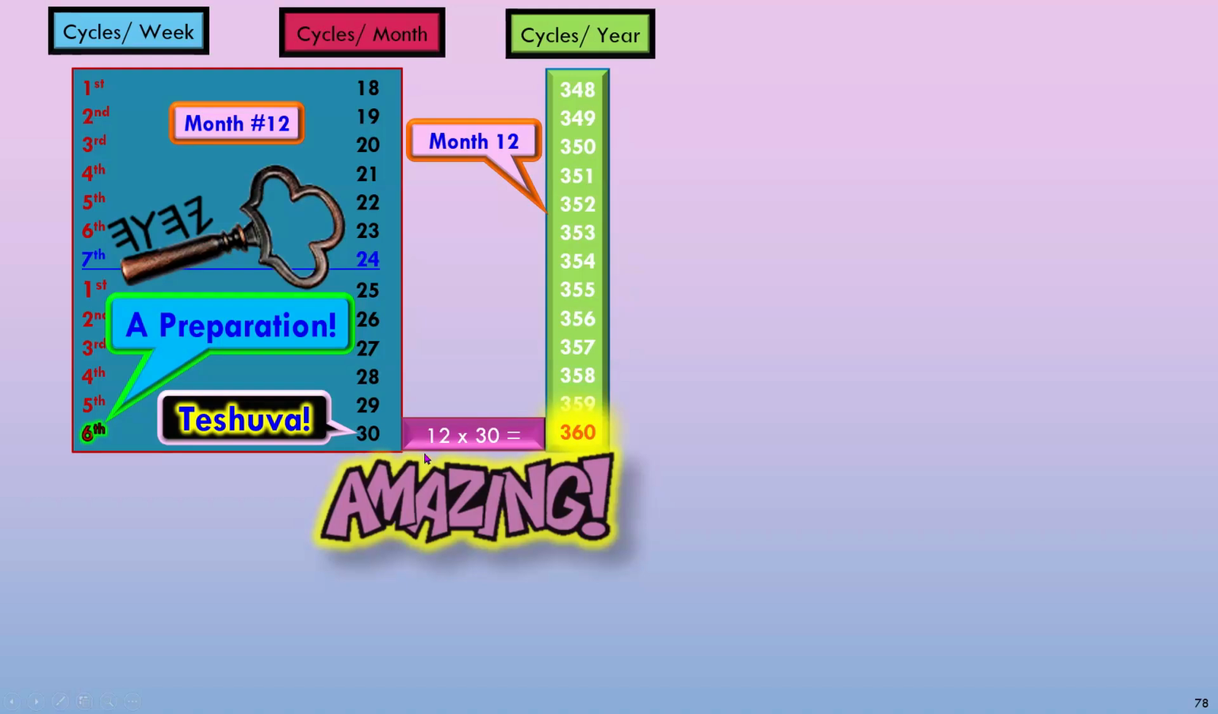Why? Because 12 times 30 equals 360. You can see on this column in the middle of this slide, it's the final day of the year. It's 360. Why is that important? Because if you look on the left, it's a preparation day. Moshe was commanded to raise the tabernacle the very next day. How could he raise the tabernacle without the preparation of the shadow being laid on the day of Teshuva?